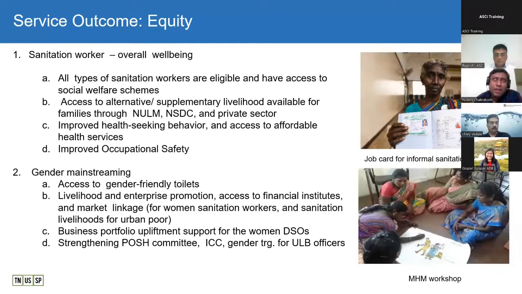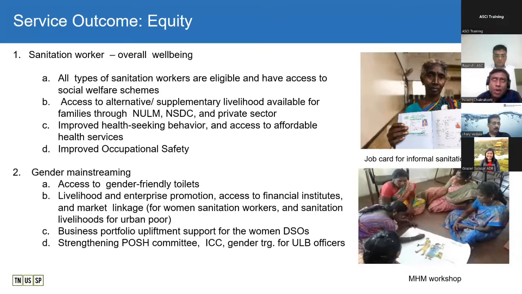The second part was helping them get alternative or supplementary livelihoods, whether the sanitation workers themselves or their family members. So this work we actually extended beyond the ULB, and we collaborated with the Labor Department, the National Urban Livelihood Mission, NSDC, and private sectors.